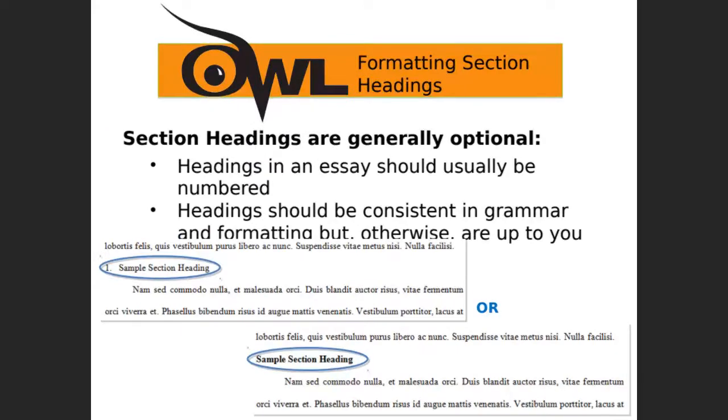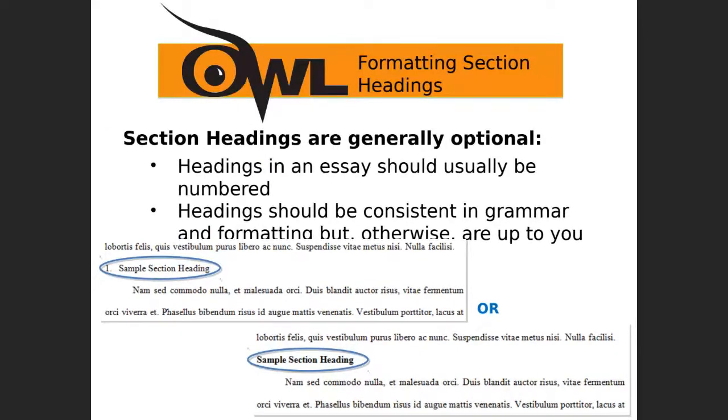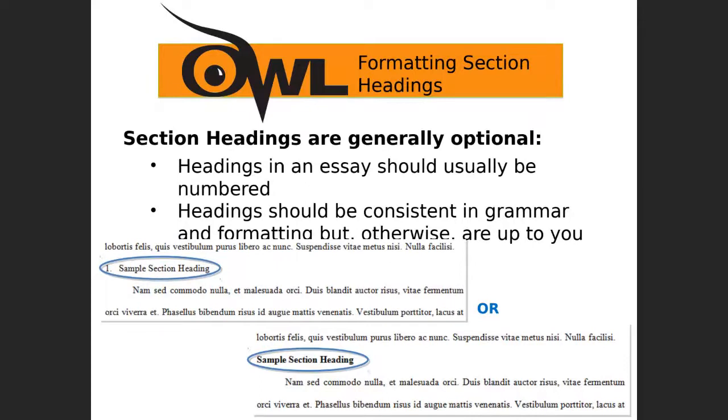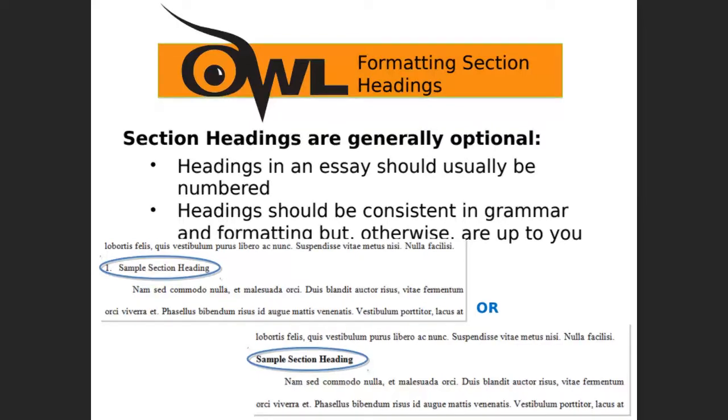So section headings. You're not going to see many section headings. I wouldn't, again, worry too much about this. It also depends on how you write. You can have a discussion with your professor about what you independently would like to do. But these are some examples of section headings. Headings in an essay can be numbered. Headings should be consistent in grammar and formatting, but otherwise they are up to you stylistically. You just have to be consistent.